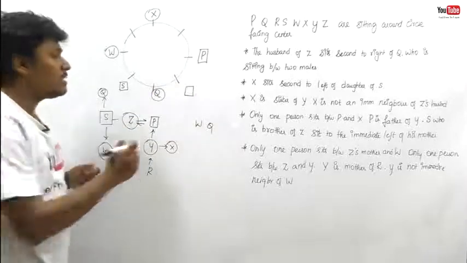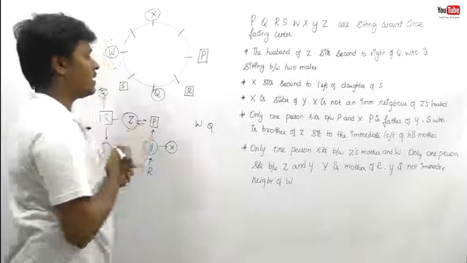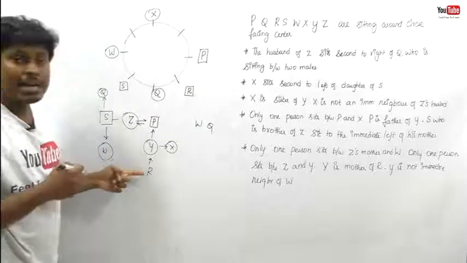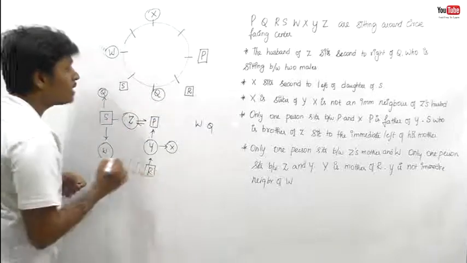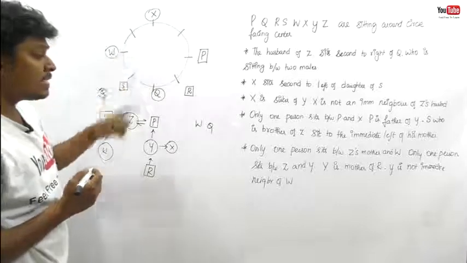Remaining only one person, that is R, should definitely come here, right? If R comes here, we would know whether R is a male or female person, but now we have confirmed that R is a male person, right? So we need to place Y and Z at a proper place.